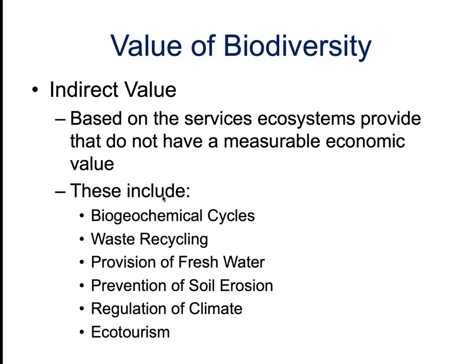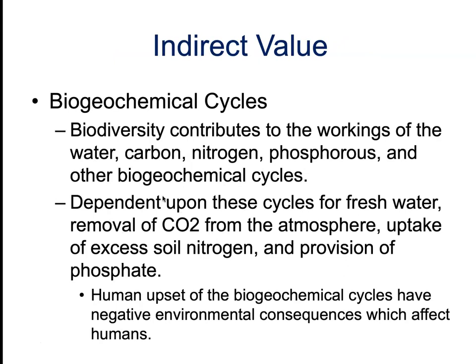There is also such a thing as indirect value. This is based on the services that ecosystems provide that do not have a necessarily measurable economic value. Things like biogeochemical cycles, waste recycling, provision of fresh water, prevention of soil erosion, regulation of climate. All of these things are hugely important and heavily reliant on biodiversity, but they do not necessarily have a direct measurable economic value.